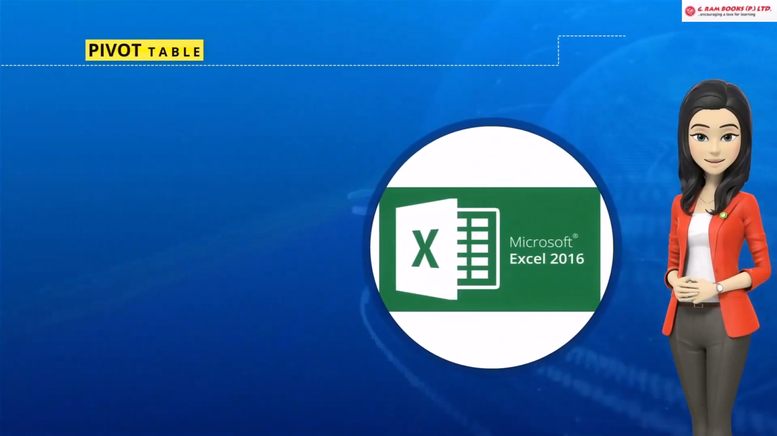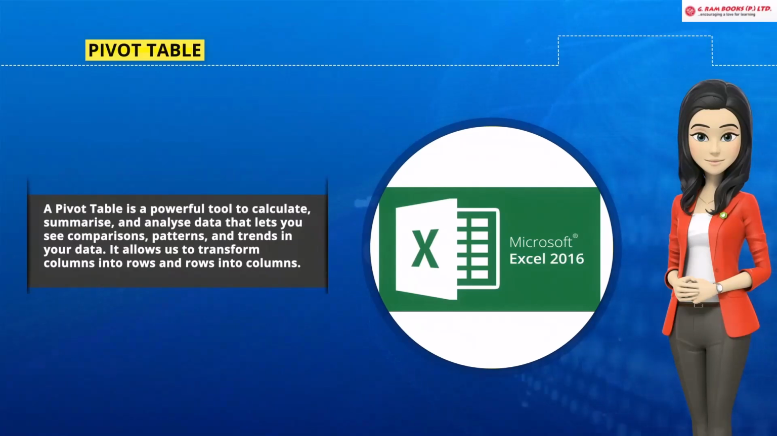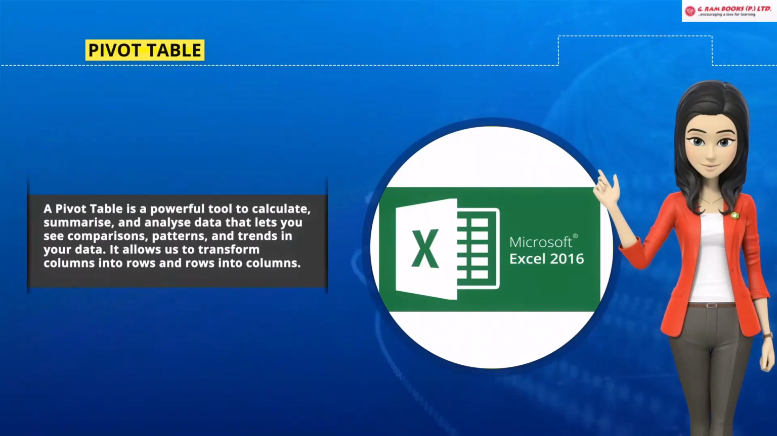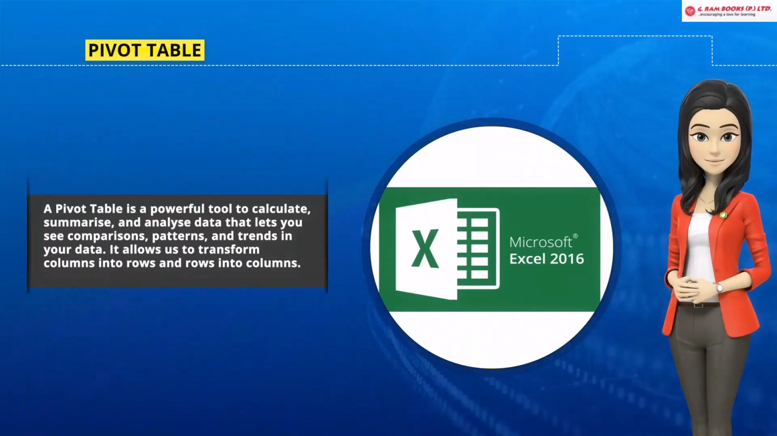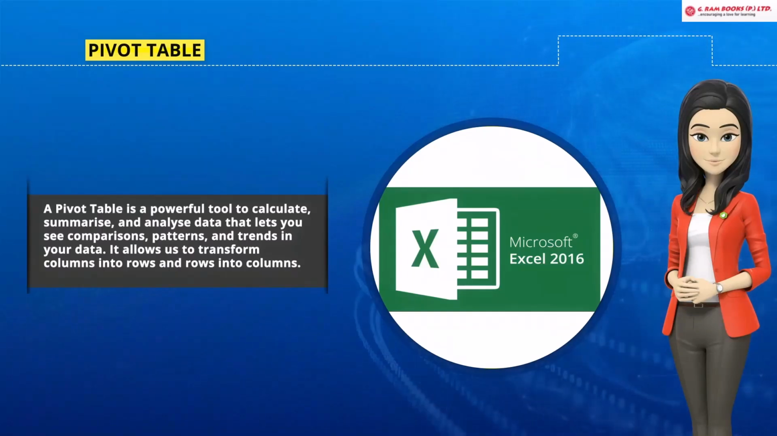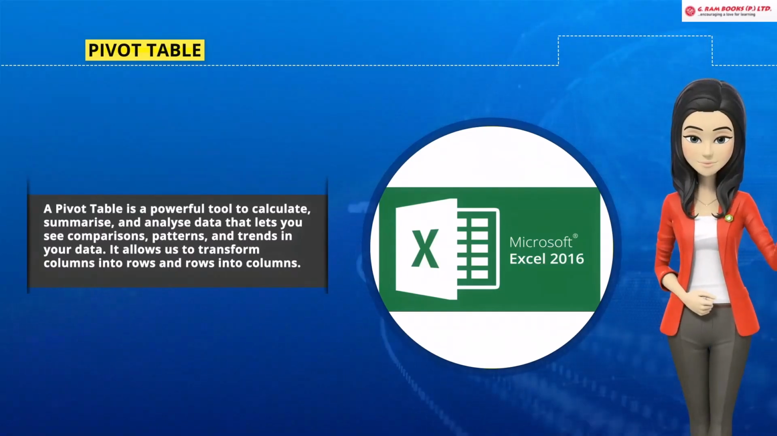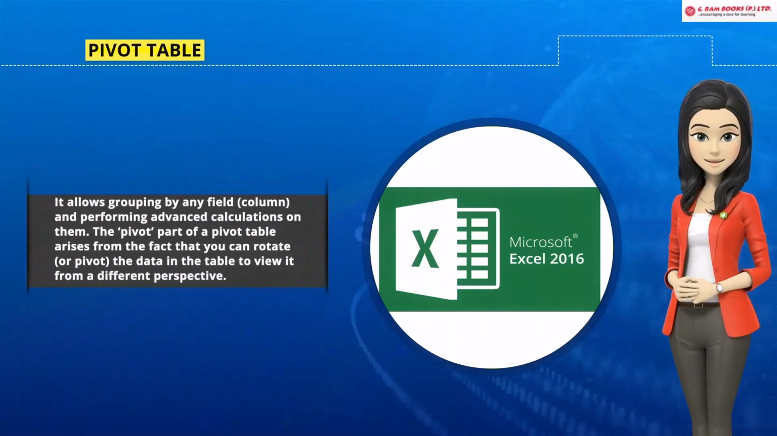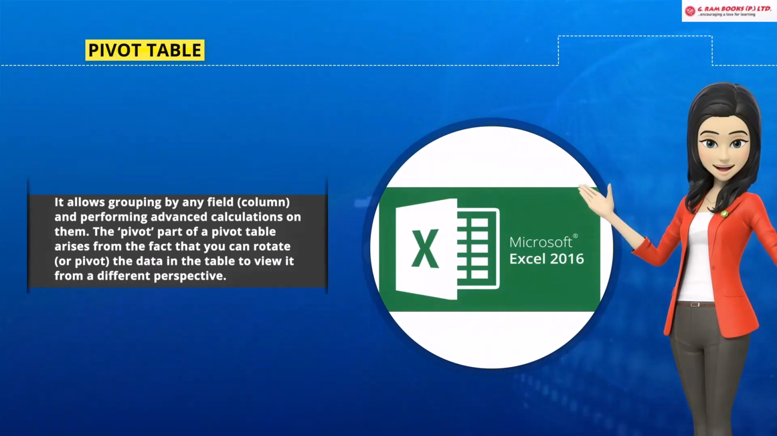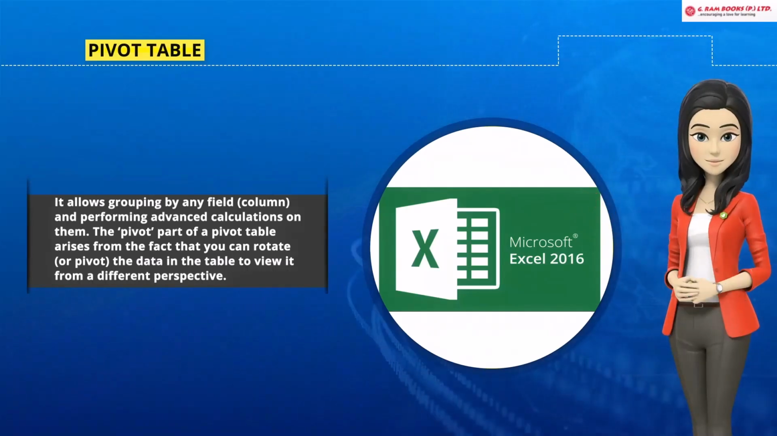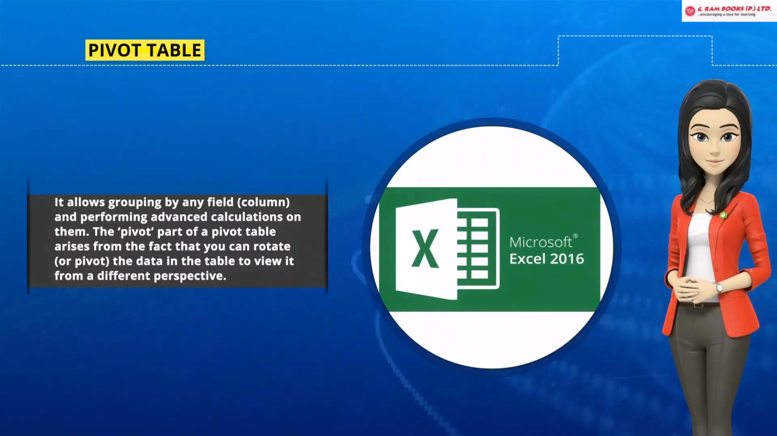Pivot Table. A pivot table is a powerful tool to calculate, summarize, and analyze data that lets you see comparisons, patterns, and trends in your data. It allows us to transform columns into rows and rows into columns. It allows grouping by any field, column, and performing advanced calculations on them. The pivot part of a pivot table arises from the fact that you can rotate or pivot the data in the table to view it from a different perspective.